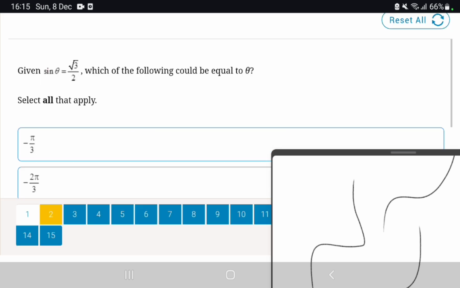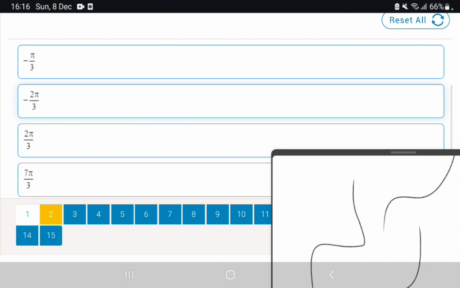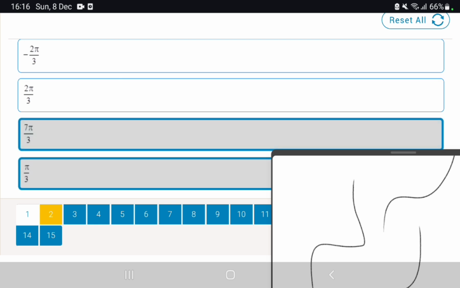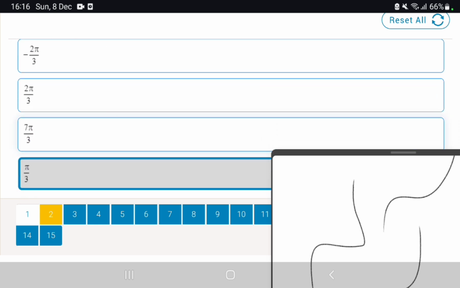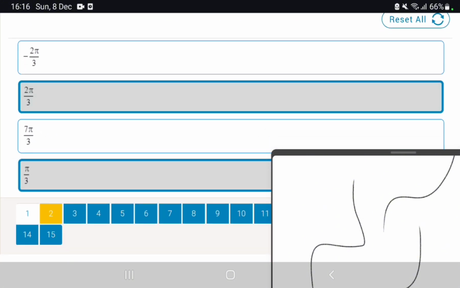For this one, we need to find out what theta could be. So we need to memorize that sine radical 3 over 2 is 60, and sine is either the angle itself or the angle and its supplement. It's either the angle or the supplement of the angle. It's not this or this because these are negative. It's this one because pi over 3 is 60. It's 2 pi over 3 because it's 120.